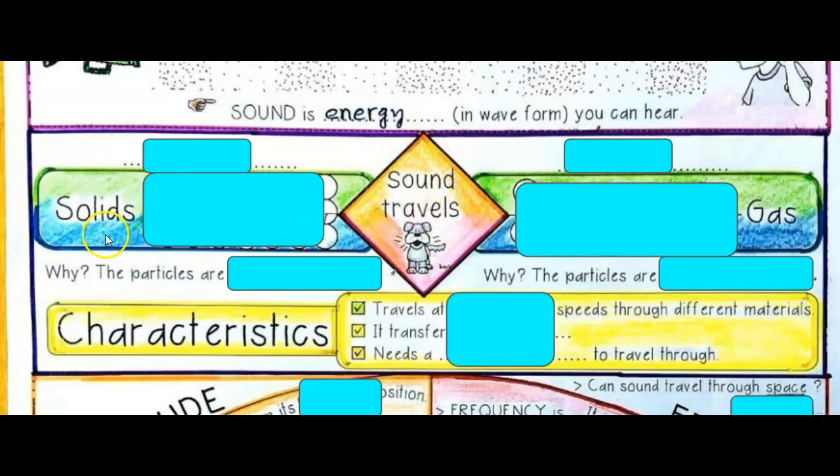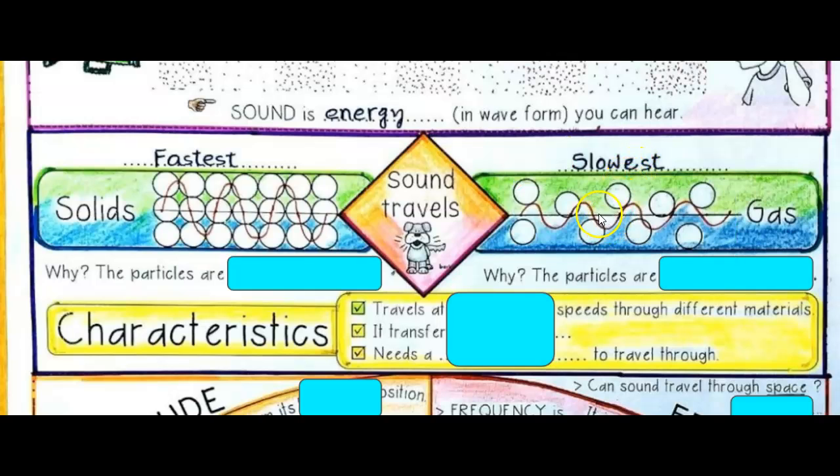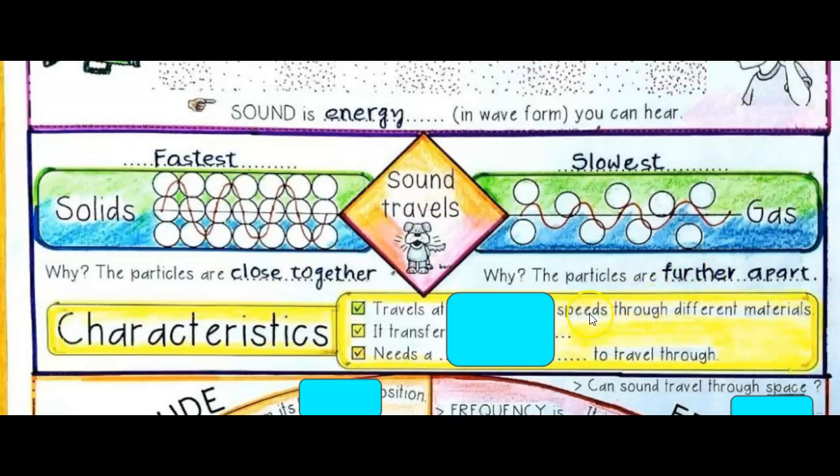We have how sound travels. If it's traveling through solids, it is fastest, and it would look like this, back and forth, up and down the scale very quickly. If it's traveling through gas, sound travels the slowest. And looking at our picture of gas particles, we can see it moves much more slowly through the gas particles. So why does it travel faster through solids than it does gas? The particles are closer together. Okay, so it's easier to travel through, and the particles are further apart with gas.